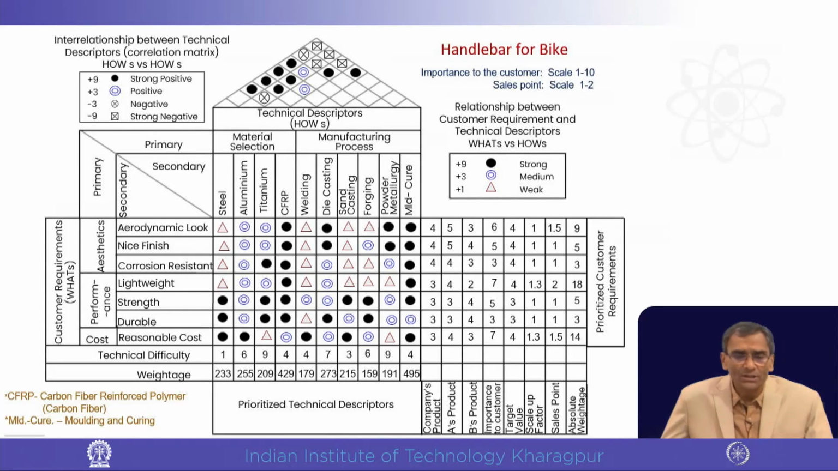So, it is a team that does this assessment. Now, the company's product, you can see, is rated on a scale of 1 to 5 that we have mentioned here. So, 4, 3 are the various values. Here, though it is not mentioned that it is on a scale of 1 to 5, please note that these things are presented on a 1 to 5 scale.